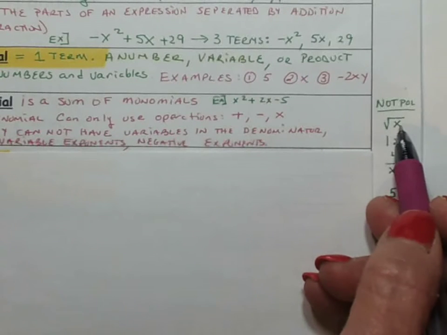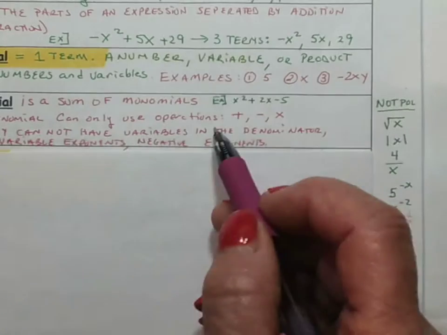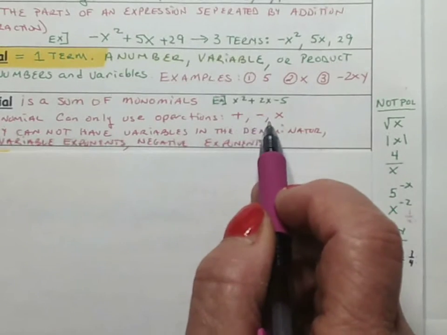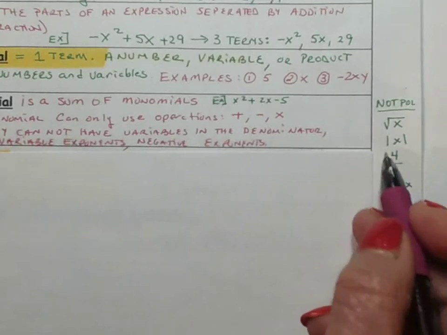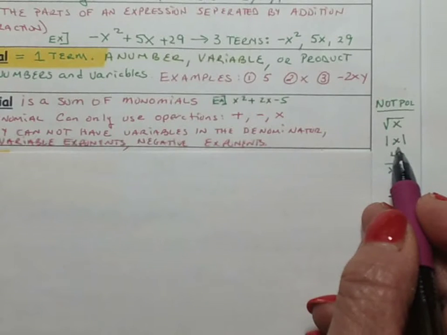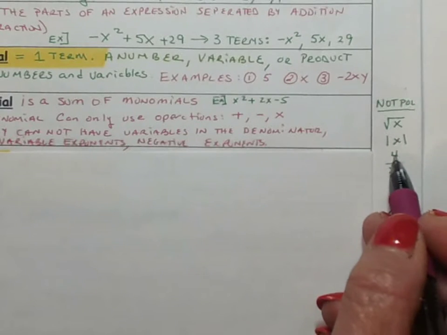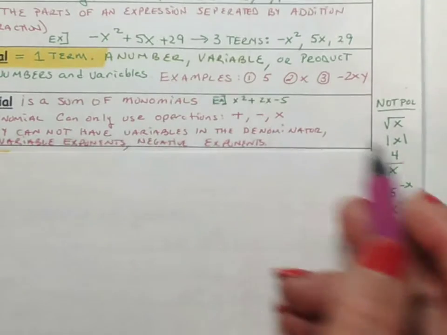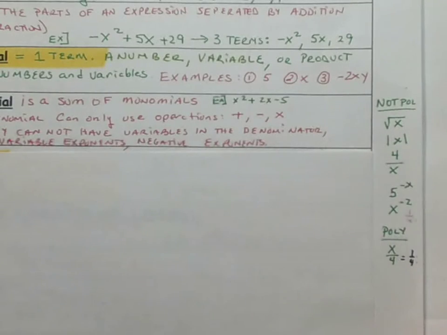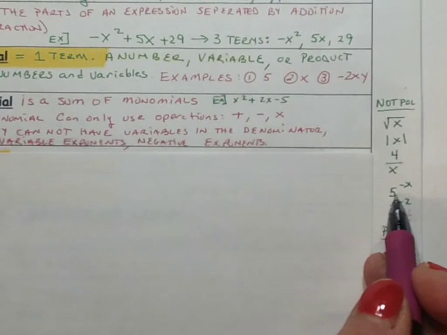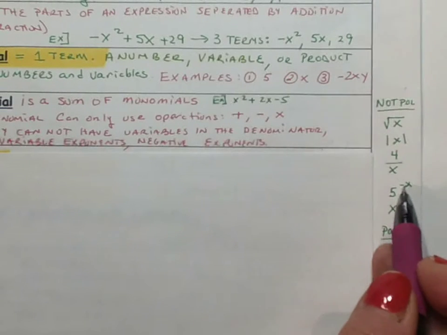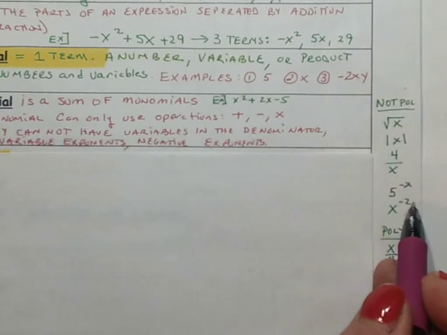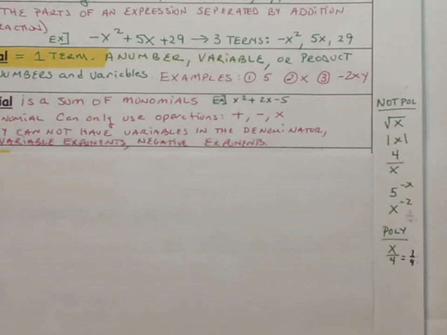Okay, the square root of x. All right. The only operations are addition, subtraction, multiplication. The absolute value of x, for the same reason. 4 divided by x. Well, we can't have division and we can't have variables in the denominator. 5 to the negative x. We can't have x as an exponent. We can't have negative exponents.